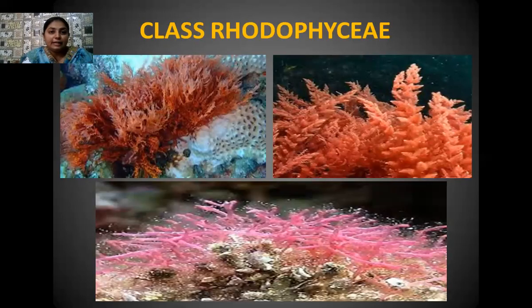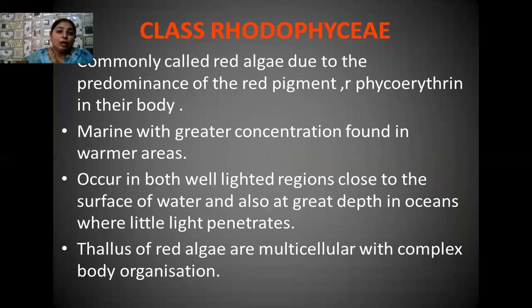Yeah, student, the next class of algae is class Rhodophyceae. All of you can see the picture very well. This class Rhodophyceae is commonly known as red algae. They have a beautiful, colorful appearance in the oceans. These algae are generally found in marine habitats. It is commonly known as red algae because of the presence of a dominant pigment that is generally found in this group, and that is r-phycoerythrin. This is the red color pigment that is present in the thallus of the algae.